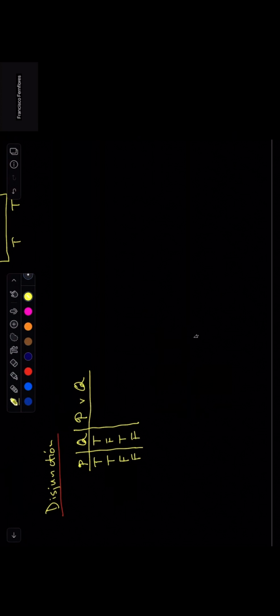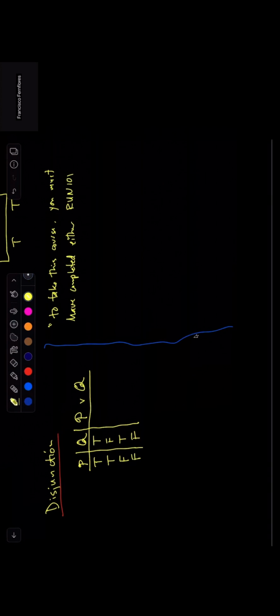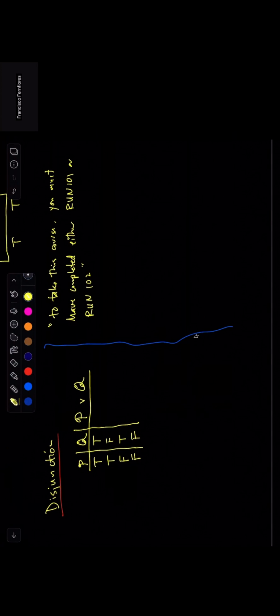And now we're going to think about how we capture the meaning of saying P or Q. And I want to work through this one a little bit more slowly because there's a little bit of a subtlety with or that isn't present with the and. So let's think of an example that'll motivate how we're going to fill out this truth table. My example is this. Suppose somebody were to say to you, to take this course, you must have completed either Run 101 or Run 102. What do they mean, in terms of the requirements?